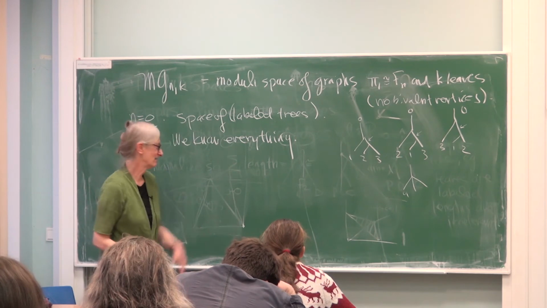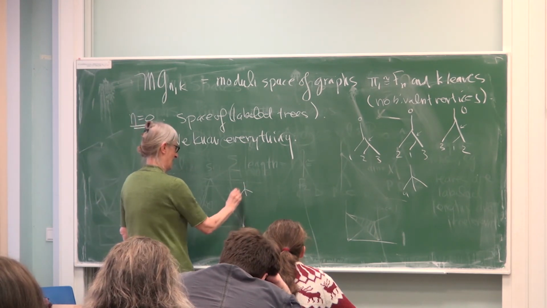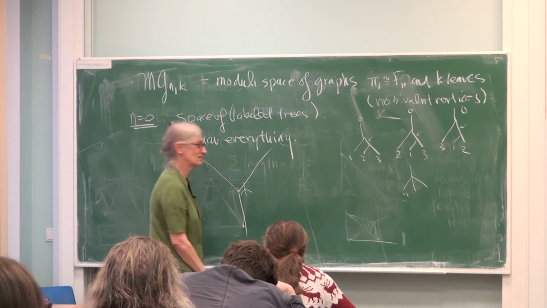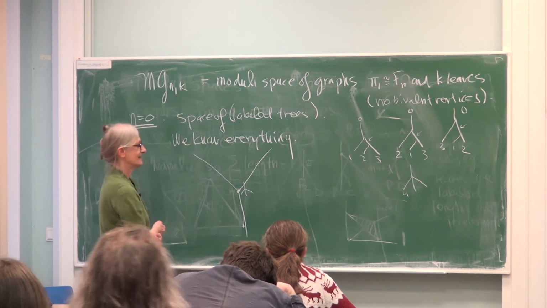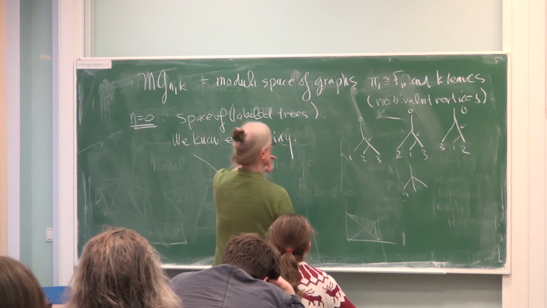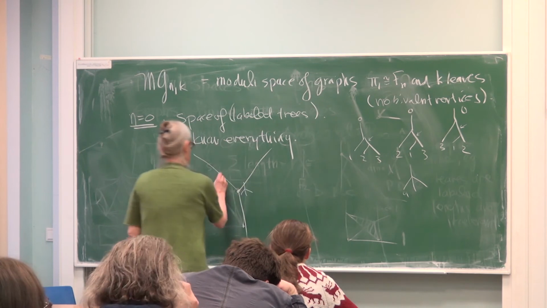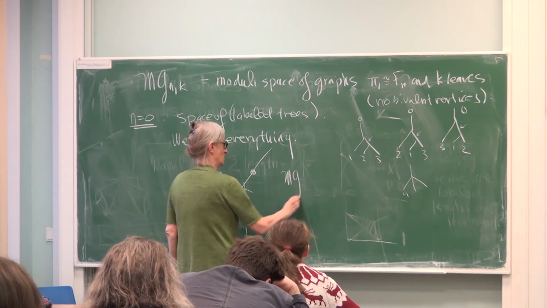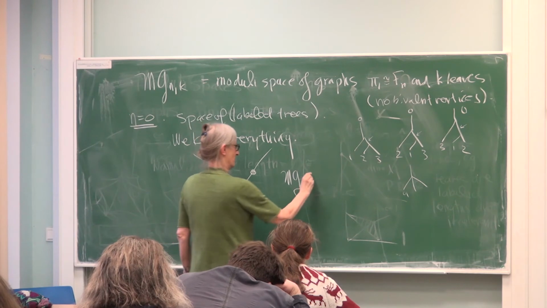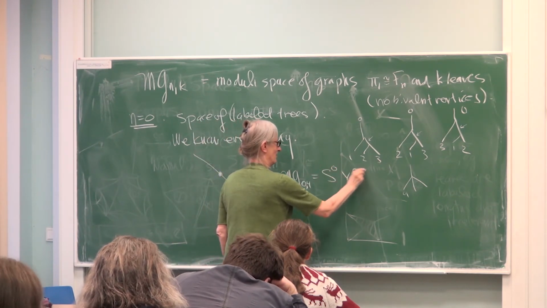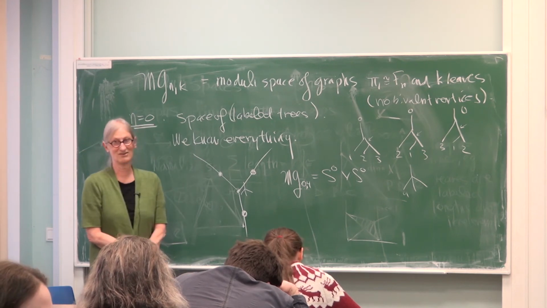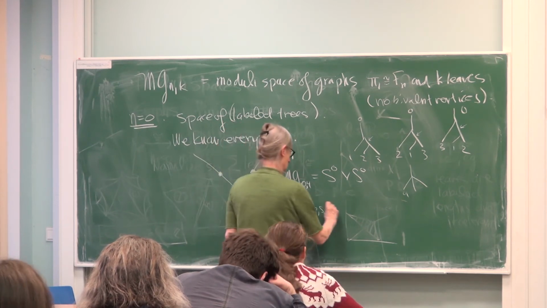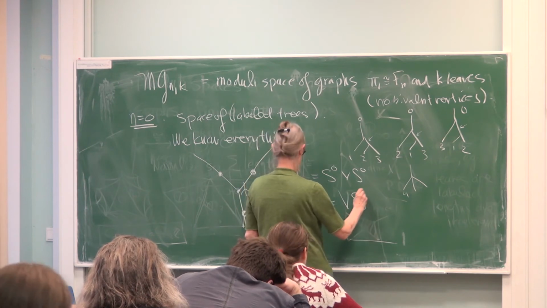So what does this space look like? Well, there's that guy in the center, and there's 3 rays going out from this space, one for each of these trees. And if you normalize like I did to make all the lengths 1, well, there's only 3 points. So the space M_G,0,4 is S^0 wedge S^0. It's 3 points is what it is. And in general, M_G,0,K is homotopy equivalent to a wedge of spheres of dimension K minus 4.